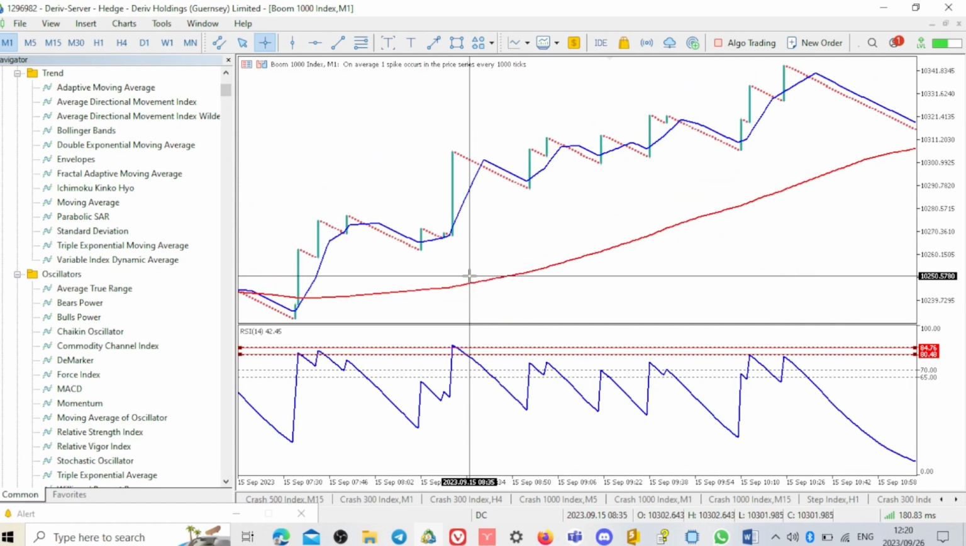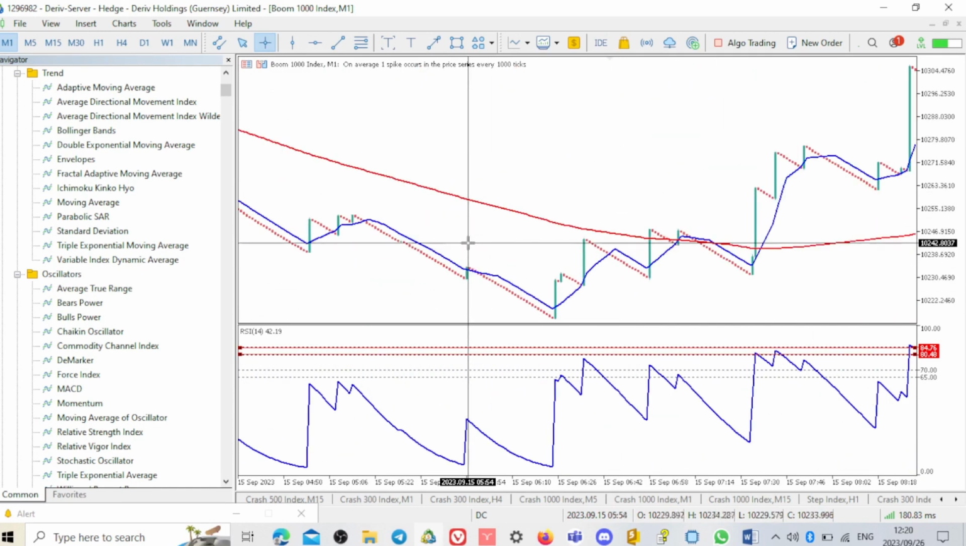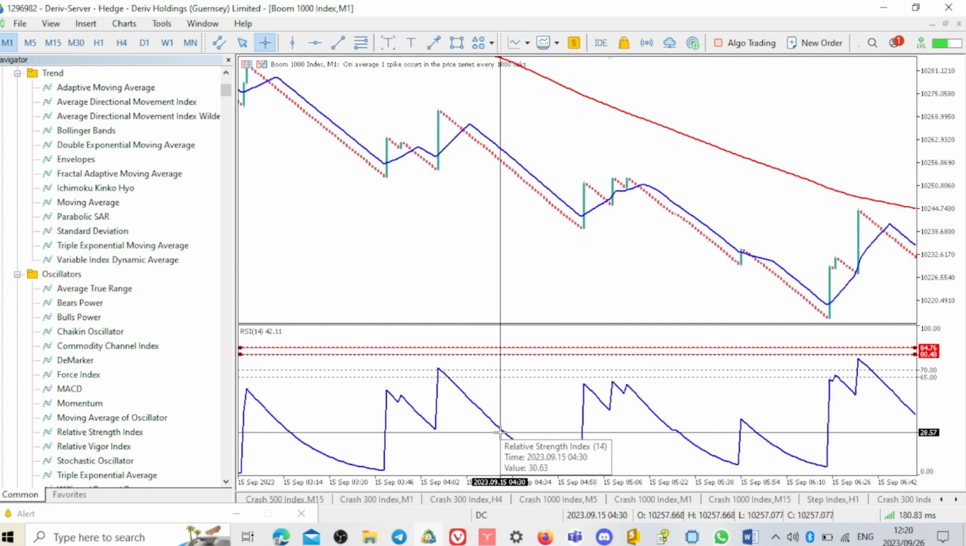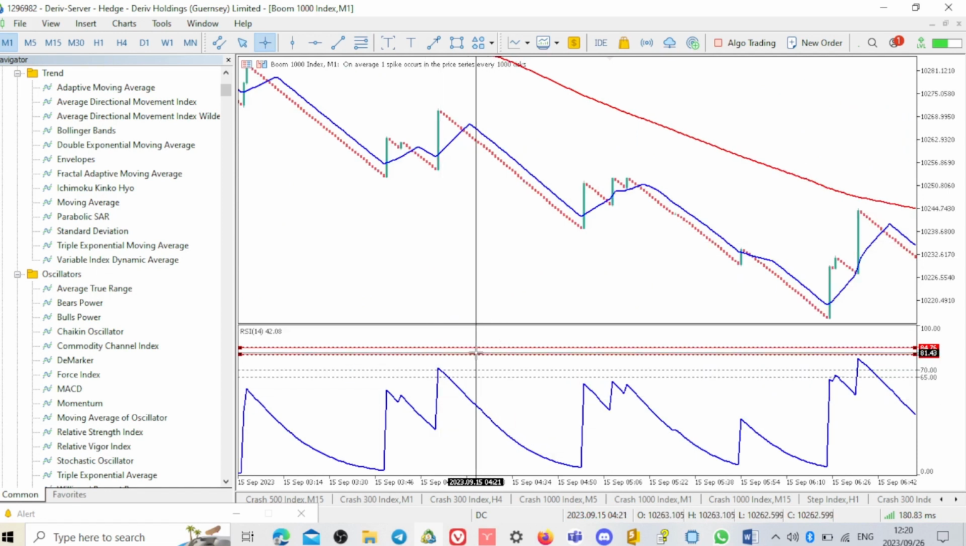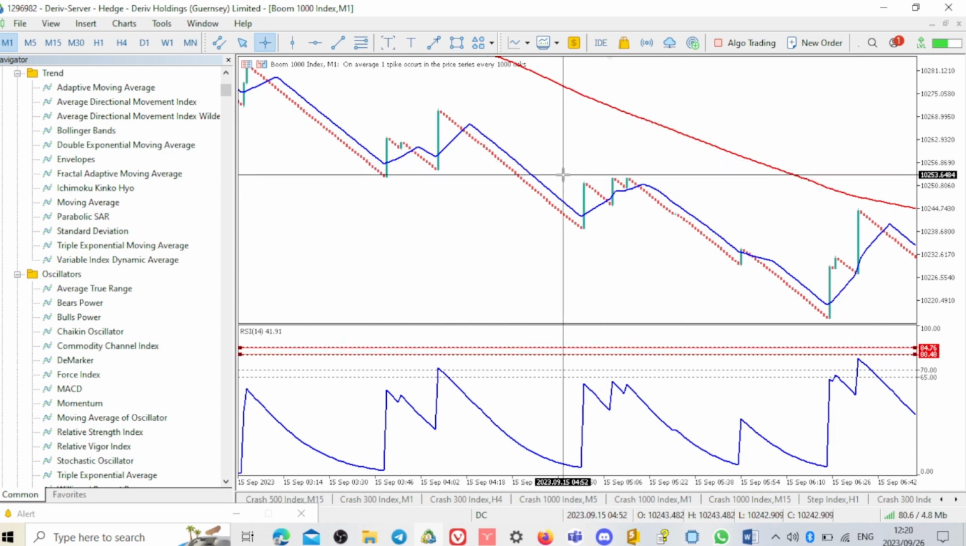So I don't want to take a lot of your time, guys, but you now have the strategy. So basically you just have to bear in mind that you need to shift your levels when you're moving from below or above the 200 simple moving average. Okay, so this is how this strategy works.